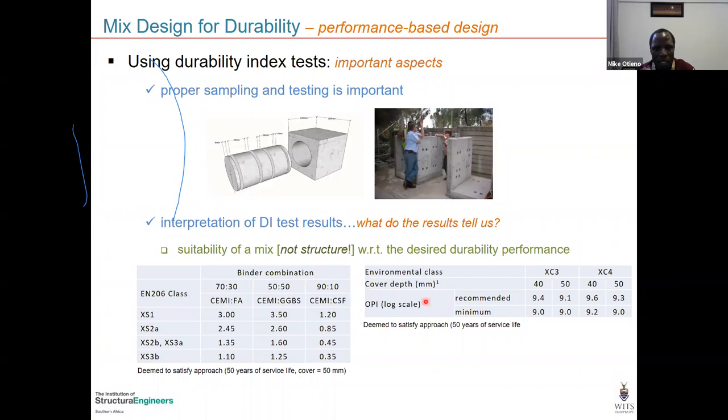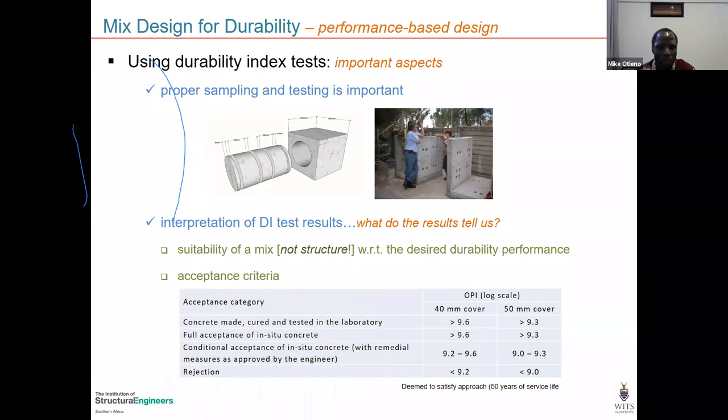So when we specify the chloride conductivity index for structures, we really need to also be cognizant of the type of cement. That is not the case for the oxygen permeability index, which as already indicated is mainly for inland environments from a carbonation-induced corrosion point of view. In this case, what is most important is the cover depth to the steel and of course the oxygen permeability value, not very sensitive to the binder type.